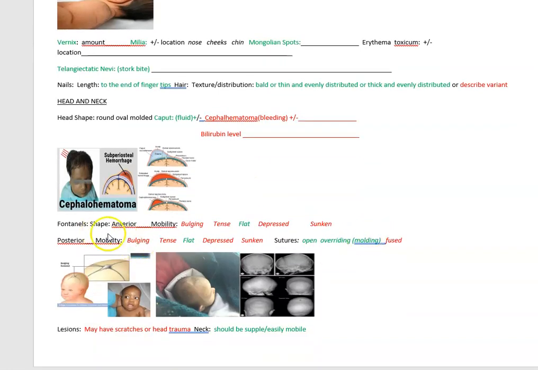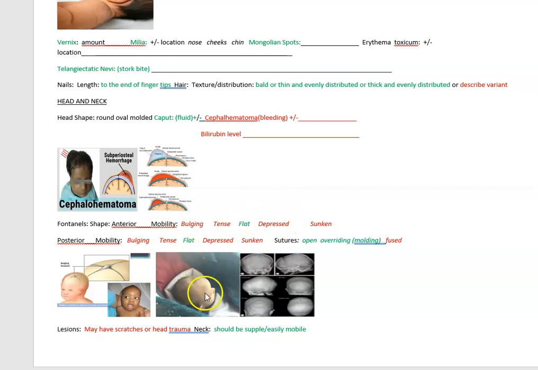The fontanelles: the anterior should be a diamond shape, and we can always remember girls wear diamonds in the front, and you just draw a little diamond here, and they should be flat. If we have a baby that has a bulging fontanelle, if it's only when they're crying, that is normal. But if it's bulging like this when the baby is not crying, that is very abnormal. That tells us that we can have some degree of ICP.